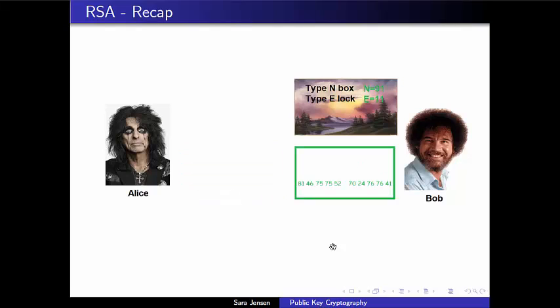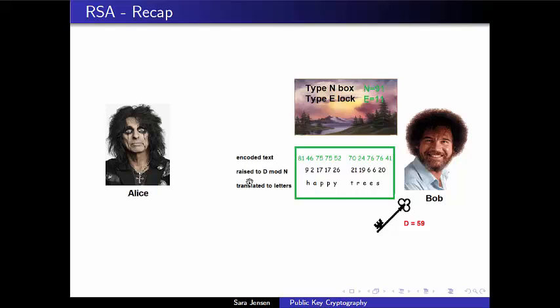Now Bob receives that message, and if Bob wants to decode that in order to figure out what Alice wanted to send, Bob is going to use his secret and private key, D, which is 59, which was selected so that 59 times 11 would be congruent to 1 modulo 72. This special number that we found from the P's and the Q's earlier. All of that is computationally easy for Bob since he is the one with knowledge of P and Q.